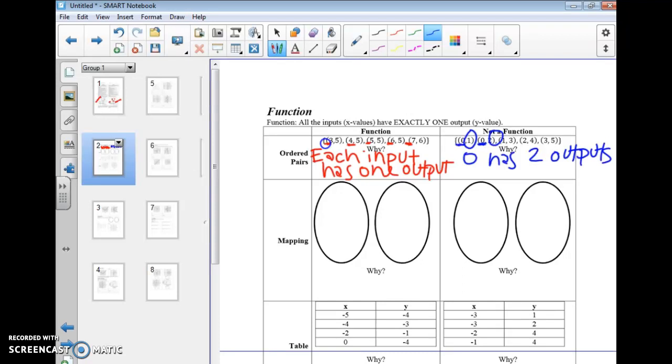Most of you did pretty decently with the mapping, so I'm going to just put this in really fast. So we go 3, 4, 5, 6, 7, and 5, 6. And 5.